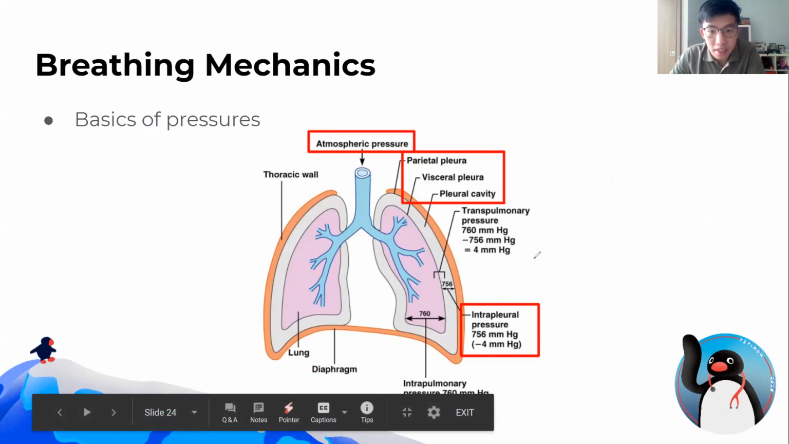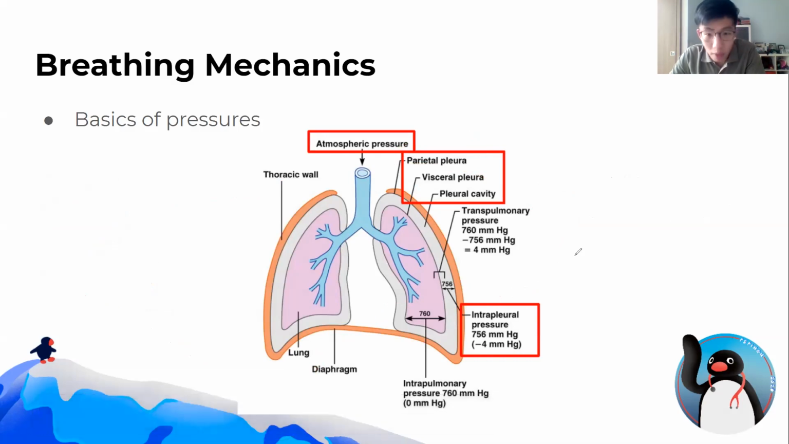There are a few pressures that I want you to know about and that Monash expects you to know. The first is the intrapulmonary pressure, which is equal to the atmospheric pressure, which makes sense because when you breathe in, air eventually enters your lungs. So the intrapulmonary pressure will be the same, and this pressure is 760. So I'll write 760 over here and over here.